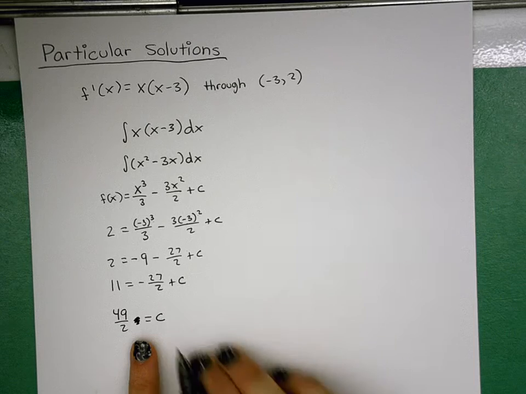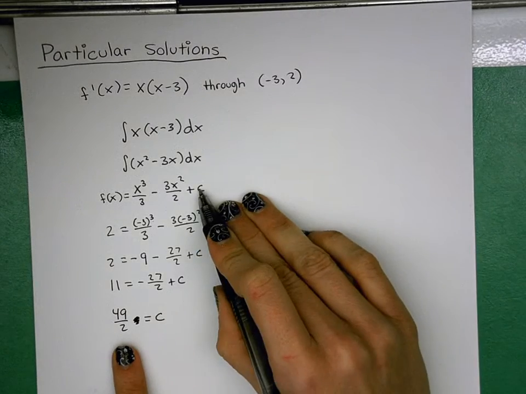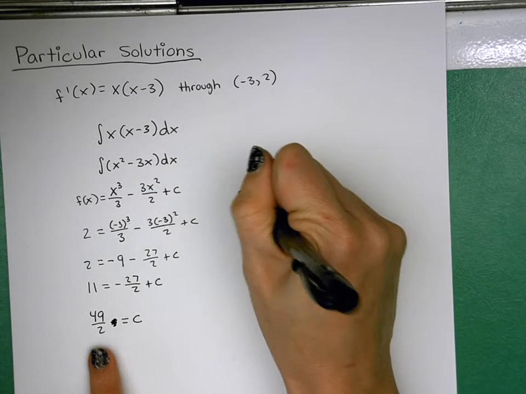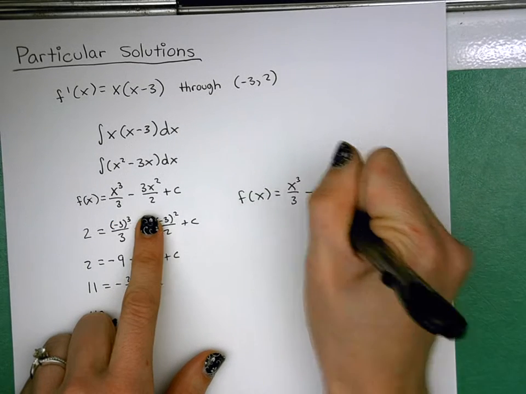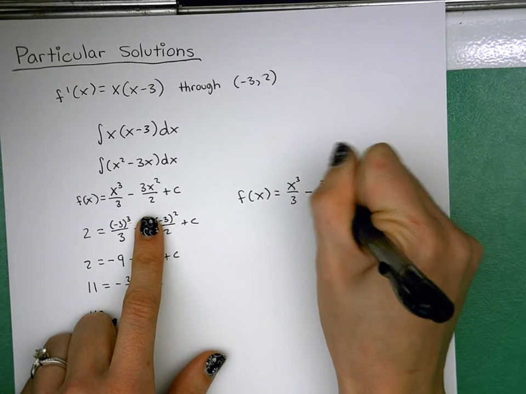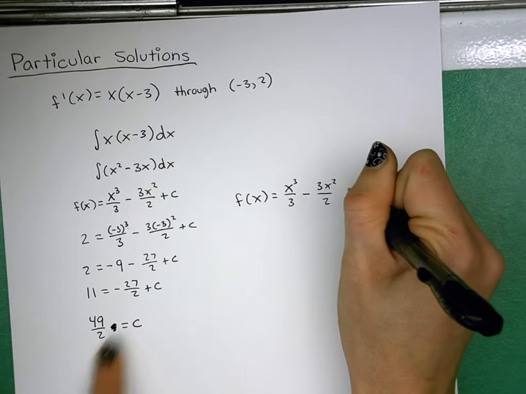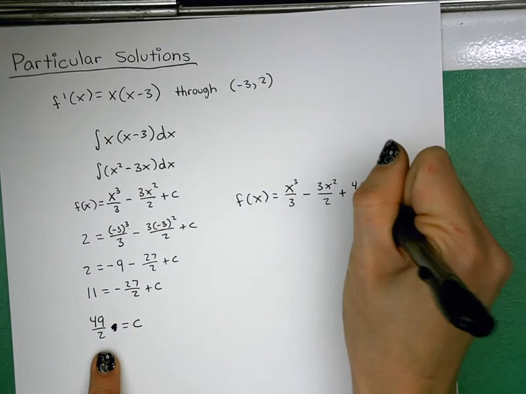Okay. And so then this c is going to go in here to give me my particular solution. My particular solution is going to be f of x equals x cubed over 3 minus 3x squared over 2 plus my c, which is 49 over 2.